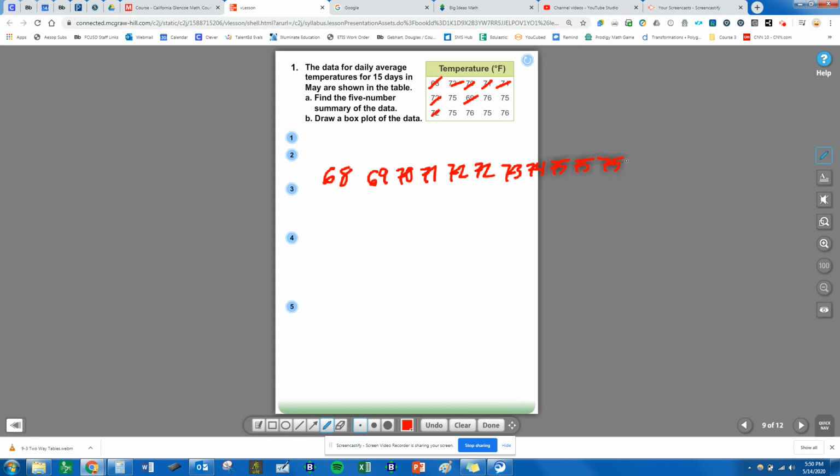75. Am I going to run out of room here to write 75? I might. And then I have two 76s. Oh, I'm out of room. All right, well, I'm going to have to make do up here. 76, 76. It really works best if they're in a line, but I can still do this.